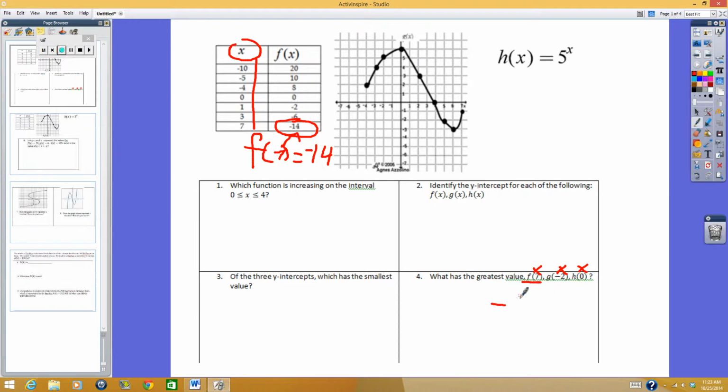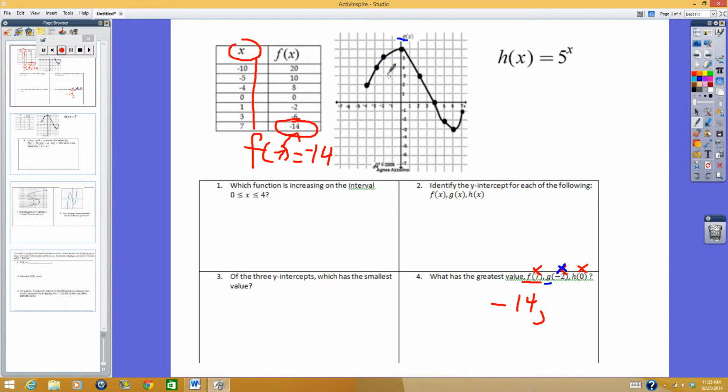So that's negative 14 for f of 7. I'll use different colors to help you guys track it. G of negative 2, since it's g, I'm going to look at the graph, right? And it says where x is negative 2. So I'm going to go on my x to negative 2, which is here. And you go down, there's nothing down there, or up until you hit the graph.